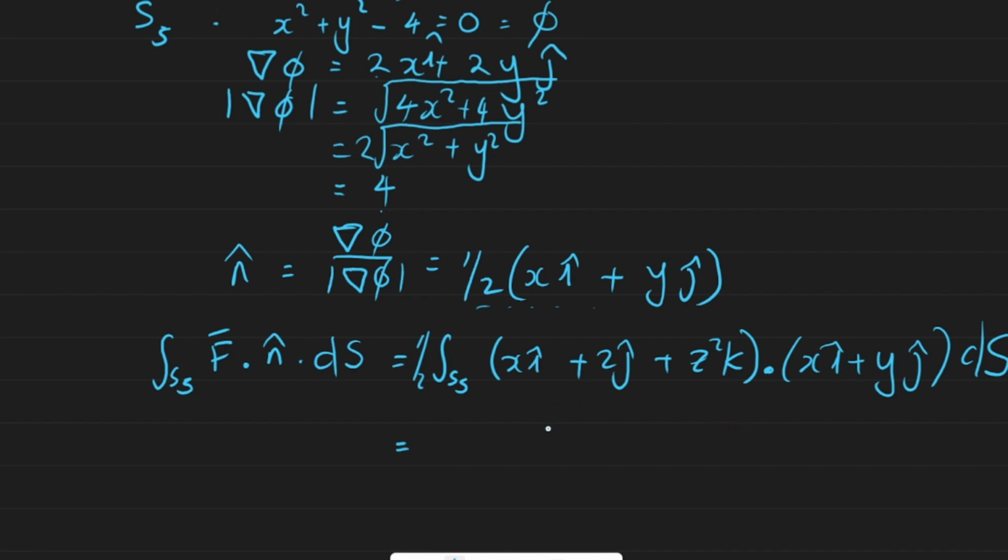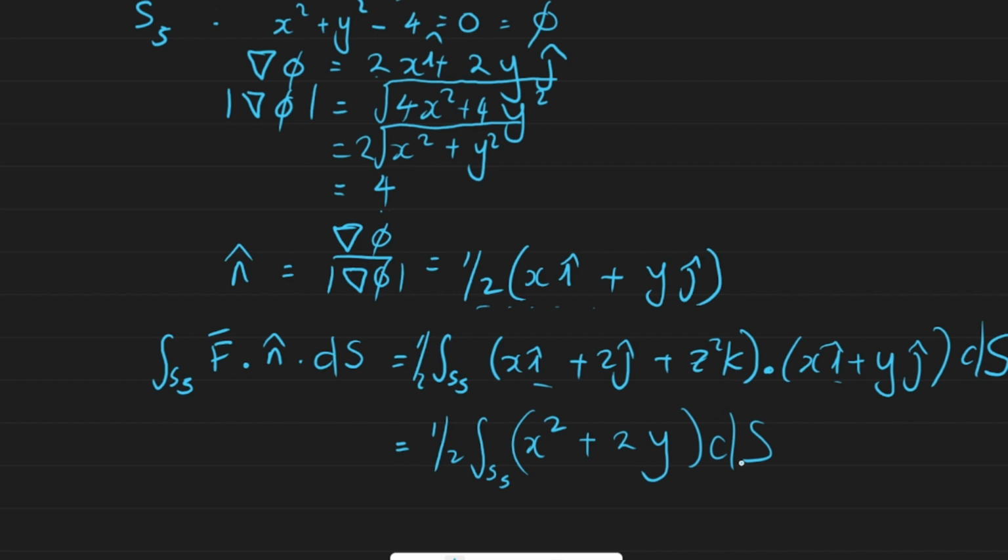So just doing this multiplication, i times i gives us 1. And of course, the perpendicular component is giving us 0. So what we're left with is a half into the integral along surface 5 of x squared, so x times x, plus 2y dS.